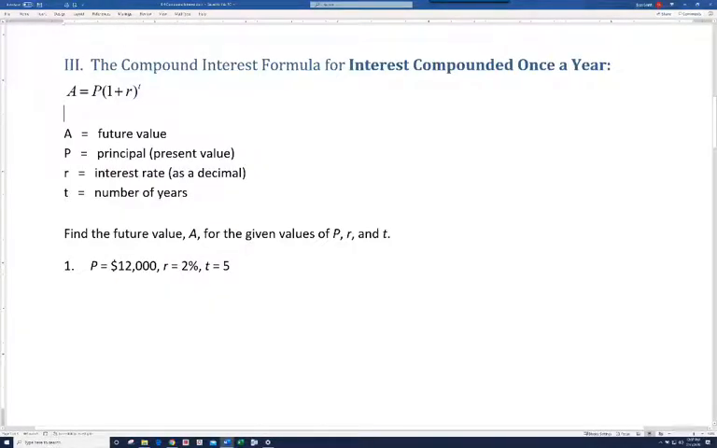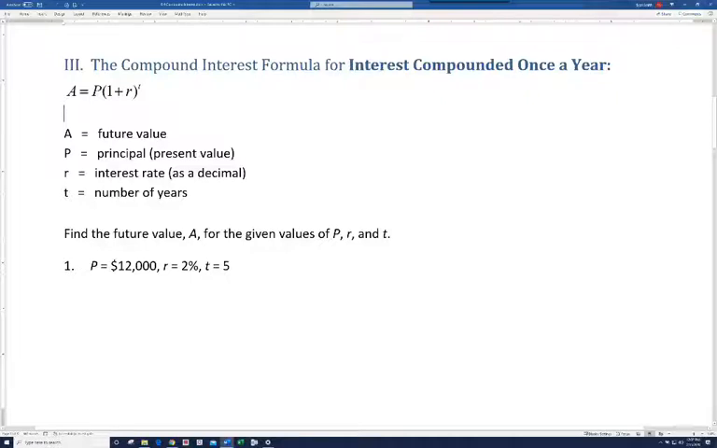All right, so here it says compound interest formula for interest compounded once a year. Now, the problem we just did, what if the loan was for 20 years? I mean, would you want to have to do line by line what we just did? Well, there's a formula for that. We don't have to do that. And this is the formula.